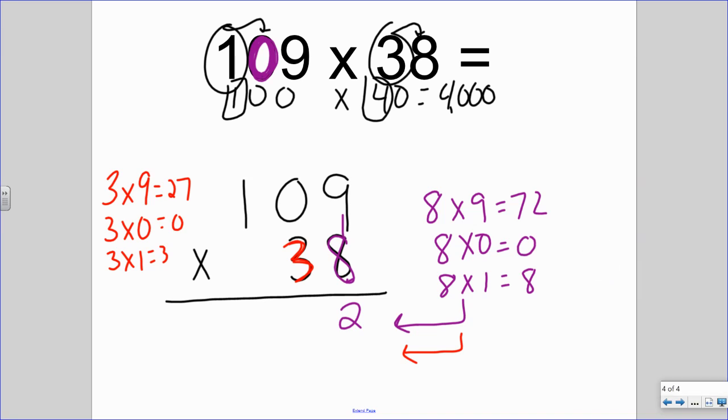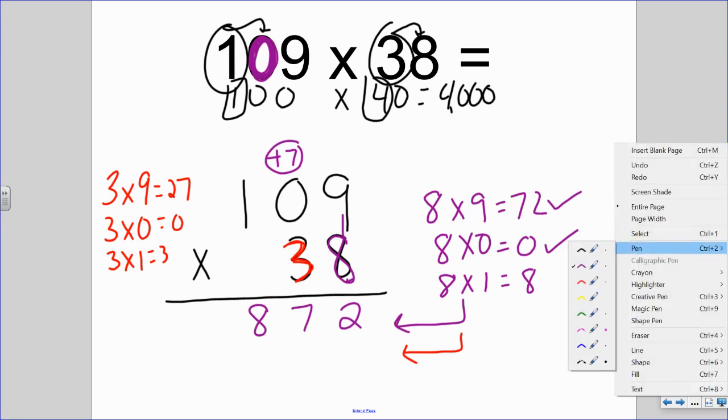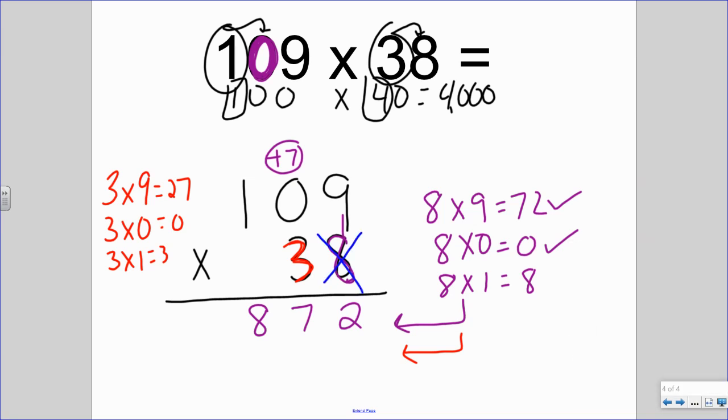So 8 times 9 is 72. So the 7's going to go here. Because the next fact we're going to have to do is 8 times 0 is 0, plus 7 is 7. And now we're going to do 8 times 1 is 8. So 109 times 8 is 872. We're now going to do our X's and O's. I'm going to get rid of the 8 because we're finished with it. And the 8 created this plus 7. So that's the X's. And the O's is we know that this 3 is really worth 30.